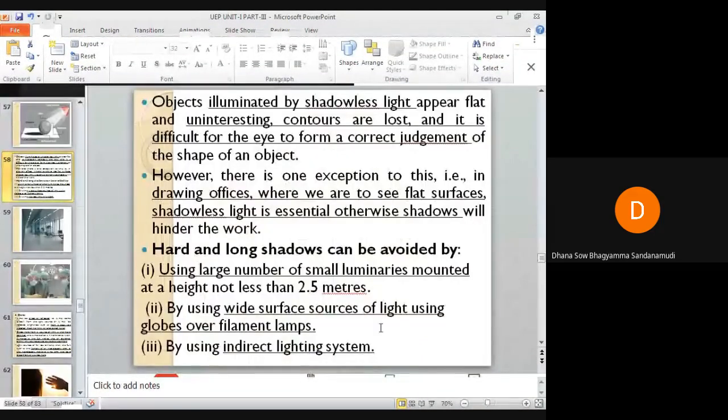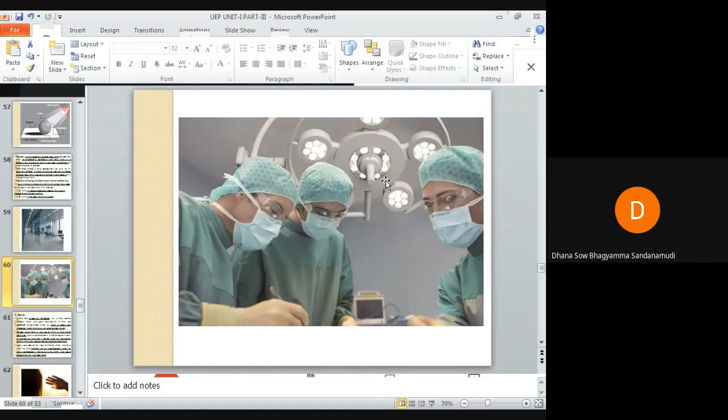And if I am using an indirect lighting system, I have already told you, then shadows can be avoided. If we want to avoid shadows in places such as drawing areas and operation theaters, we can use n number of luminaires. You can even see here there are many lamps just above the work plane of these people who are performing some operation here.